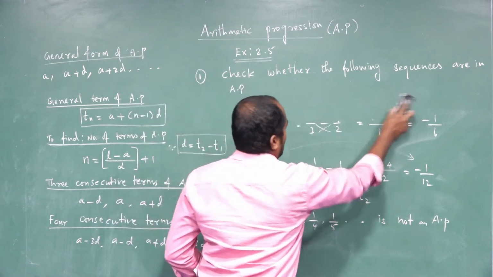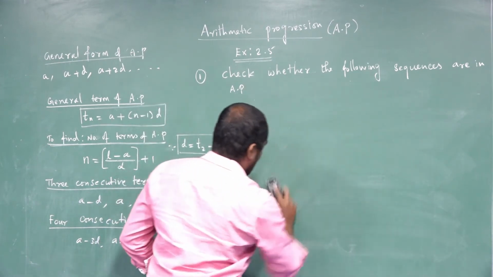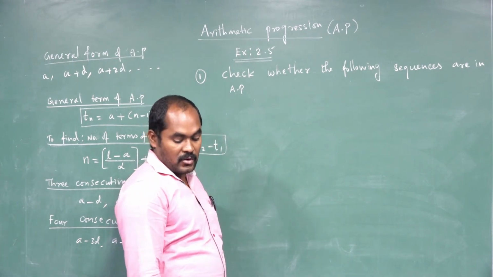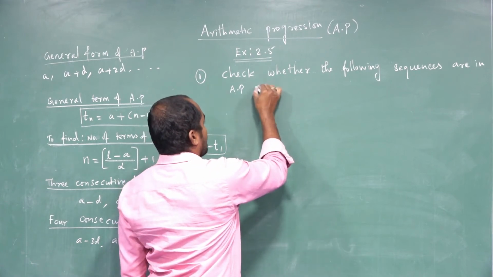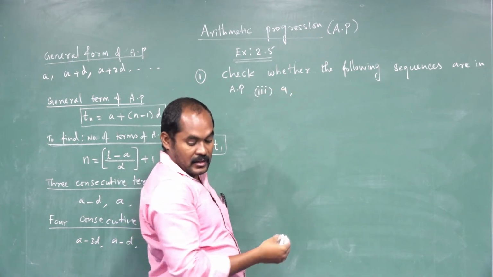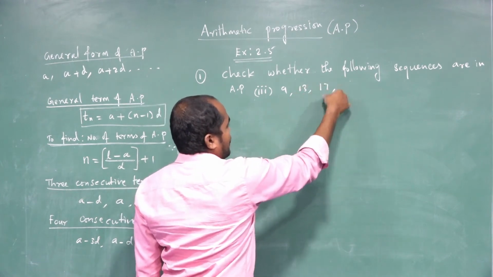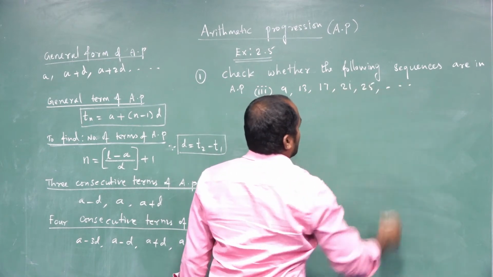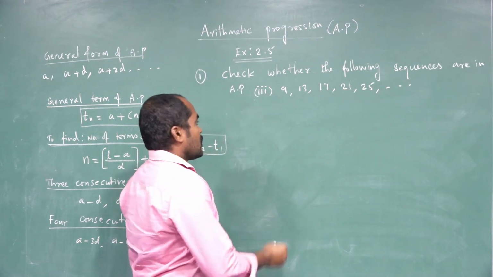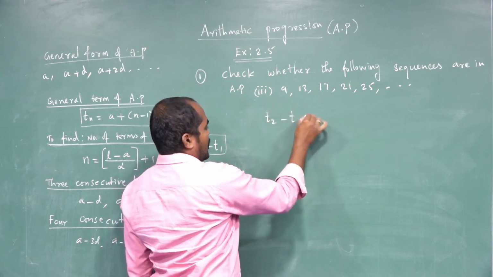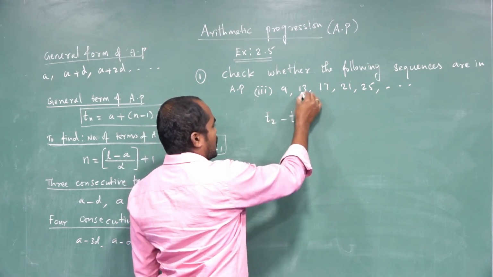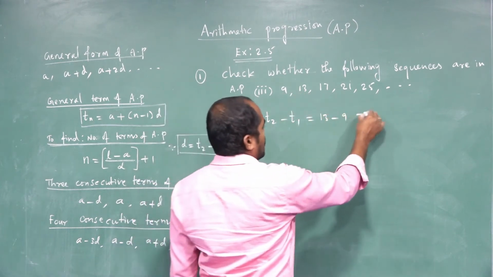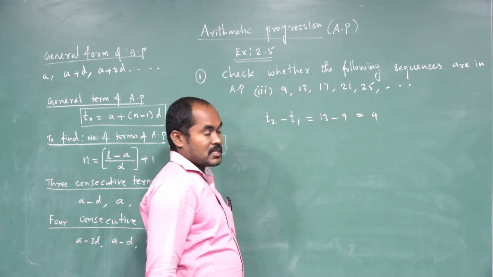So our third question is 9, 13, 17, 21, 25. So this is our third question. So check the common difference T2 minus T1. 13 minus 9 is 4.